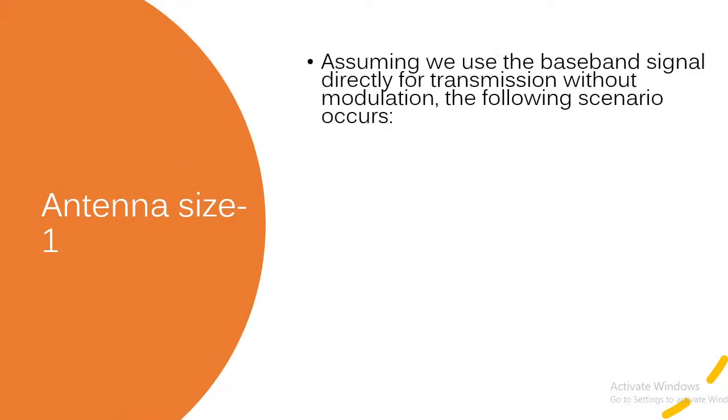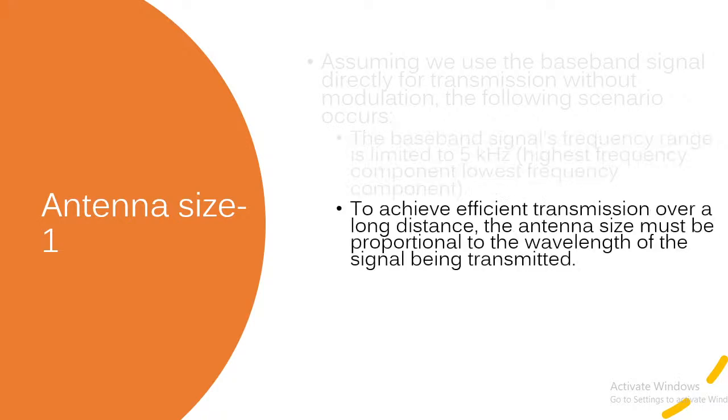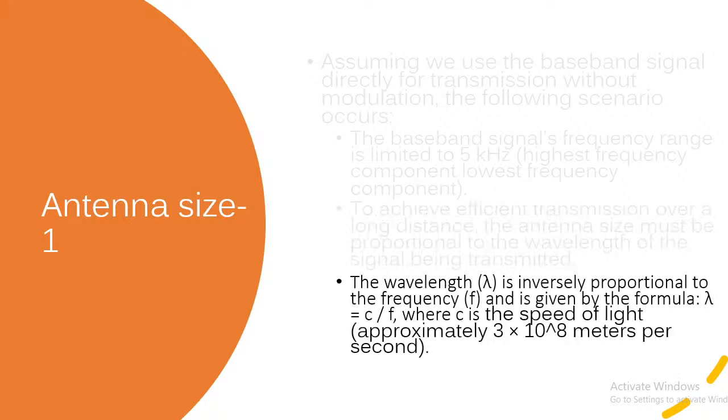Now consider antenna size. I will assume that we are sending this baseband signal directly for transmission without modulation. That means the baseband signal's frequency range will be limited to 5 kilohertz, the difference between the highest and lowest frequency components. To achieve efficient transmission over a long distance, the antenna size must be proportional to the wavelength of the signal being transmitted. Wavelength lambda is inversely proportional to the frequency and is given as lambda equals c by f, where c is the speed of light, 3 into 10 power 8.